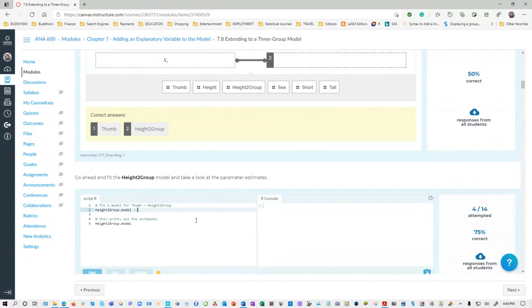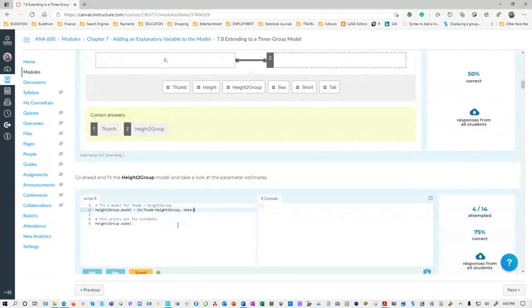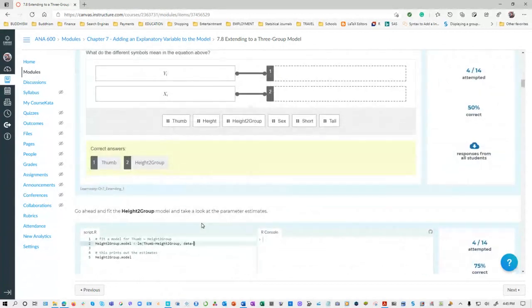See, height to group model. How do you fit it? LM, excuse me, thumb, tilde, height to group, data. The name of the data is, not the thumb, sorry, fingers data. And then height to group, the LM thumb, height to group.